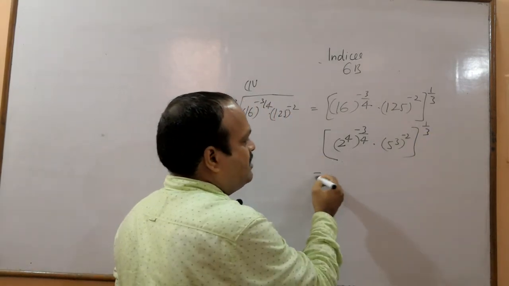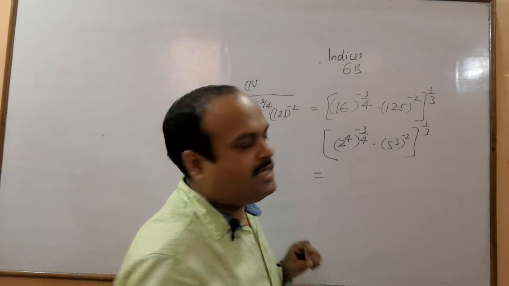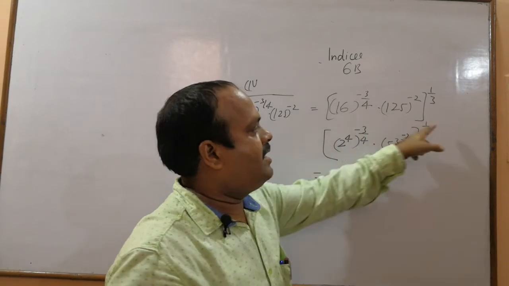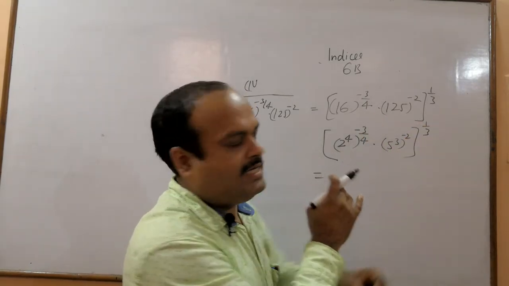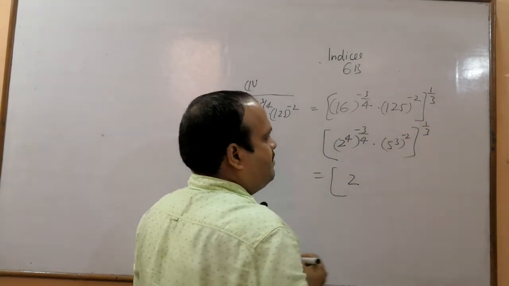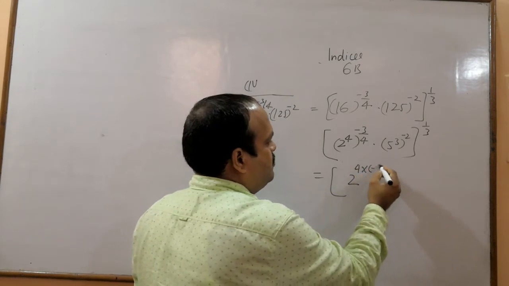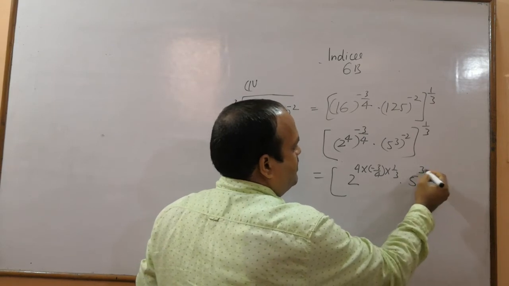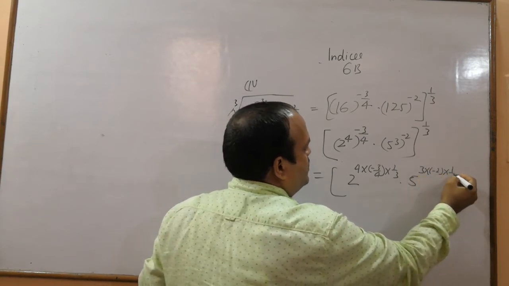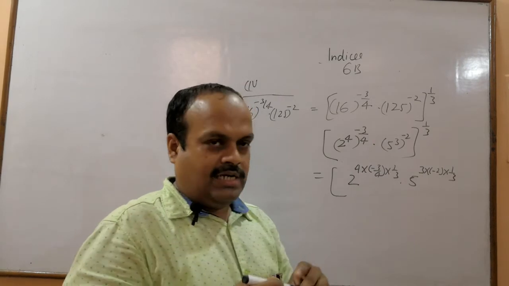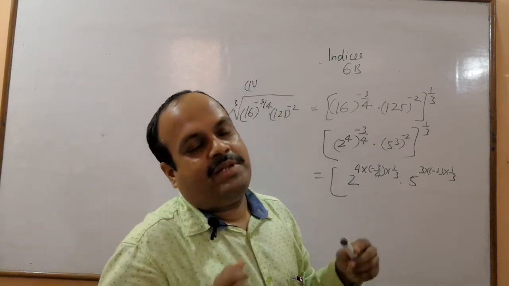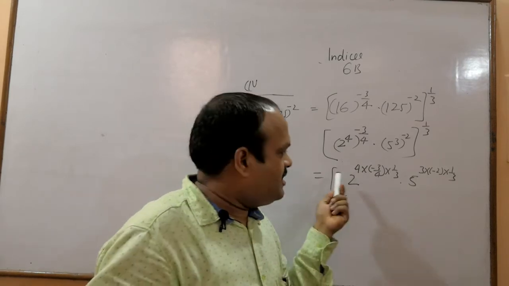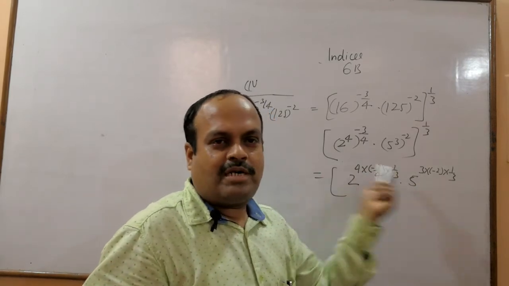To get the result, what will we be doing? We will be applying the power law. Power and power, all the powers will be multiplied, keeping the base same. So 2 to the power 4 into minus 3 by 4 into 1 by 3, 5 to the power 3 into minus 2 into 1 by 3. In lower classes you might have simplified the product of fractions. So use the same concept to simplify this product of fractions.